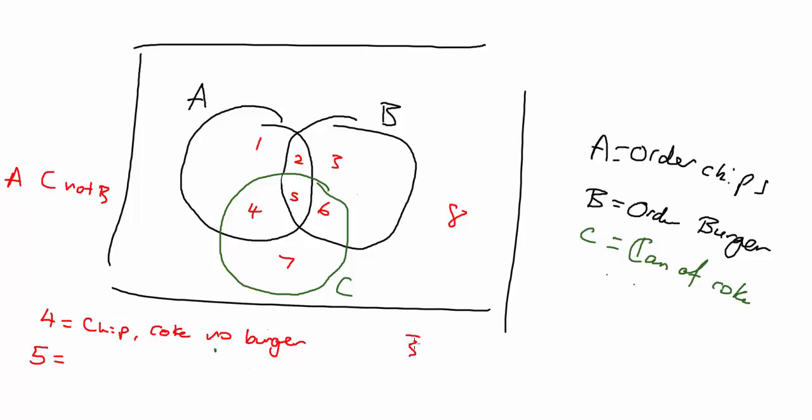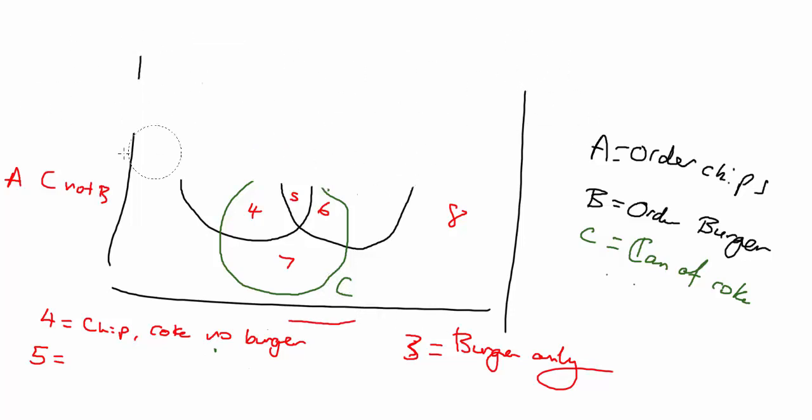Let's look at number 3. Can you see 3 is only inside B? Only inside B. It's not inside A, it's not inside C. So this is your burger only. Okay, so that's how it works. Quick overview of Venn diagrams.